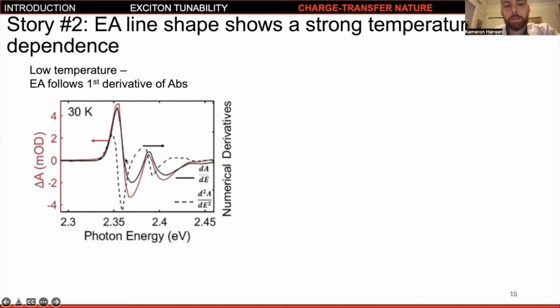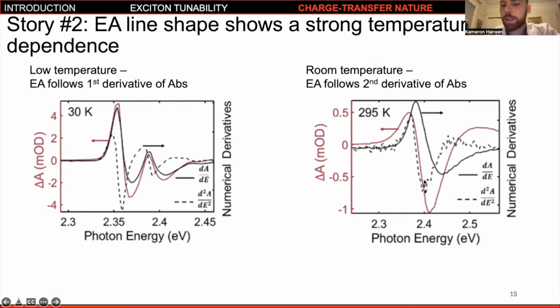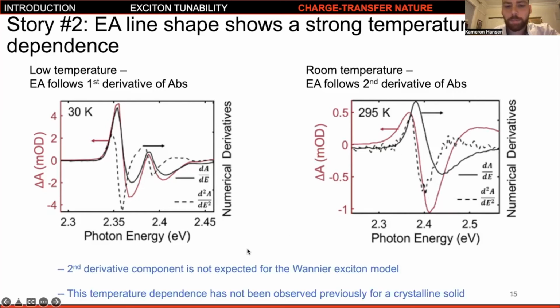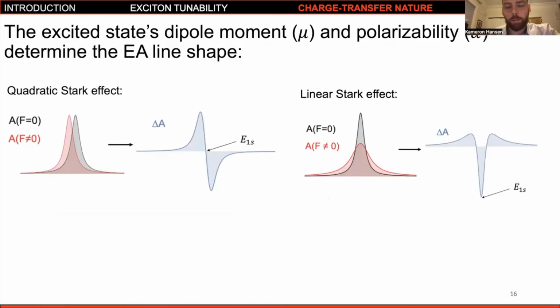Now, clearly the EA follows the first derivative line shape, but as you move to higher temperatures, it more closely resembles the second derivative. A second derivative component in the EA signal is not expected for a Wannier exciton, and this temperature dependence in the line shape hasn't ever been observed before for a crystalline solid. So we took a step back and considered all sorts of effects that might be at play here. I'll first talk about the physical origin of these line shapes.